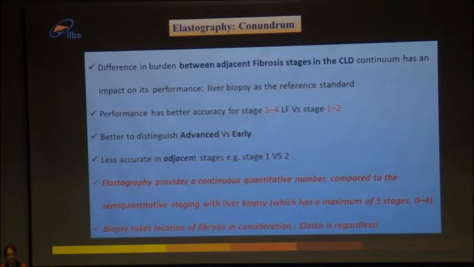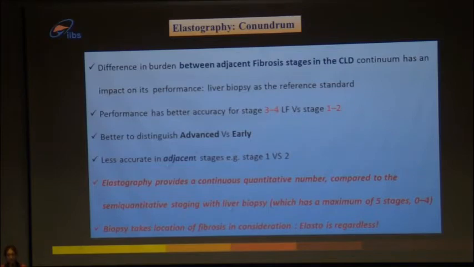We know that across the board, performance for all imaging has better accuracy for stages 3 and 4 fibrosis versus stages 1 and 2. But it is also a known fact that histopathology gives us intermediate stage fibrosis. It is also not a very, very accurate method. Having said that, elastography methods are better to distinguish advanced versus early fibrosis, and that is what we really need to figure out for these patients.